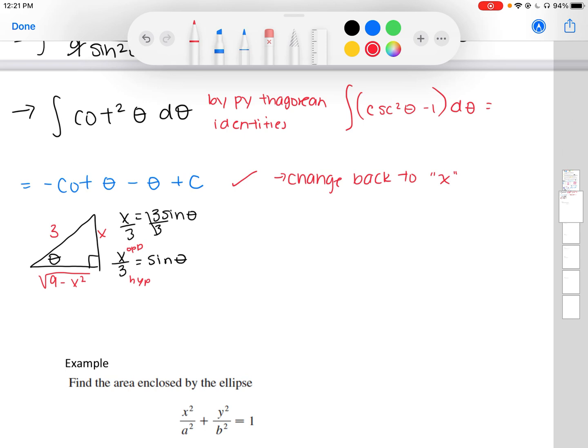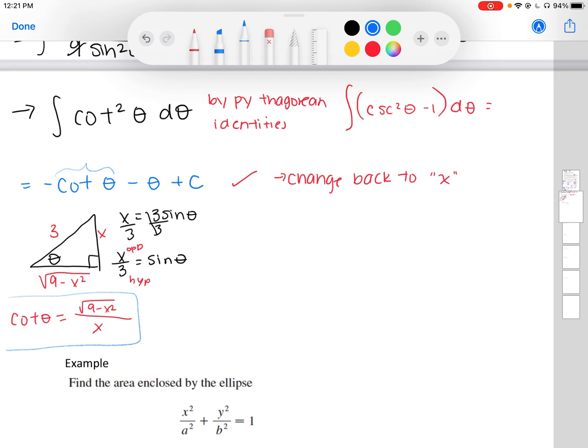Now we wish to find cotangent of theta. I remember tangent. Tangent is opposite over adjacent, so then cotangent is adjacent over opposite. The side adjacent to theta is the square root of 9 minus x squared. And the side opposite is x. So that would be our cotangent theta to replace here.